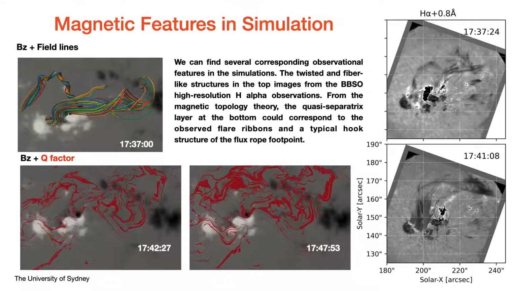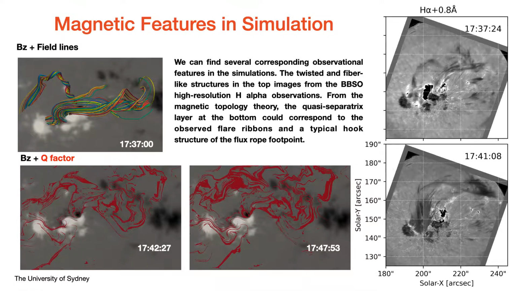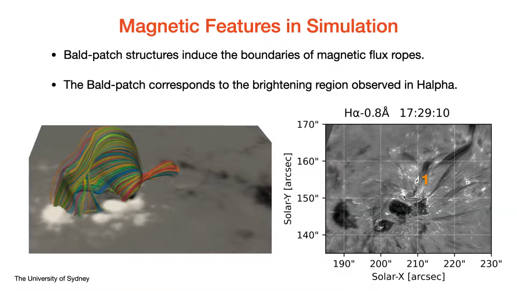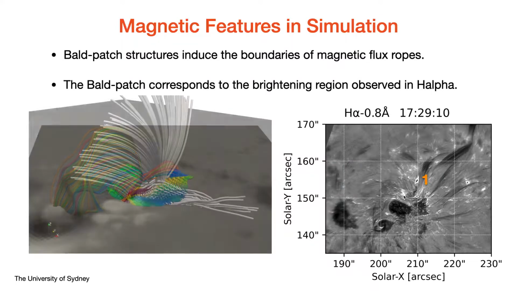For example, the twisted and fibrillary structures from the H-alpha in the top panel. In addition, the quasi-separatrix layers at the bottom correspond to the observed flare ribbon in H-alpha observations, especially the spiral one, which is a typical hook structure around the foot point of the flux rope. Several ball patches are found in the simulation. Their reconnections correspond to the H-alpha brightenings.